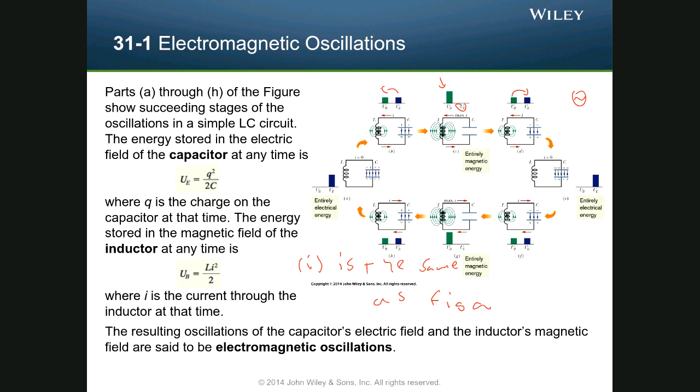Going back to how the energy is transferring, again, just like before, we're losing electrical energy to the magnetic field until the energy in the magnetic field maxes out, and then we're losing magnetic field energy back to the electric field as we charge the capacitor again. Okay?